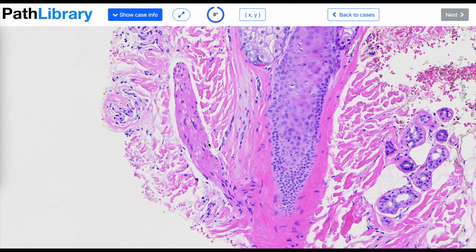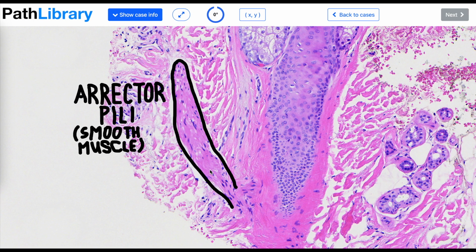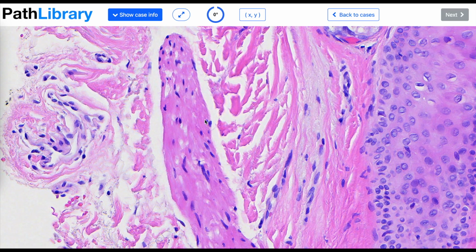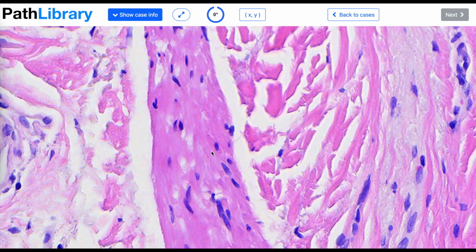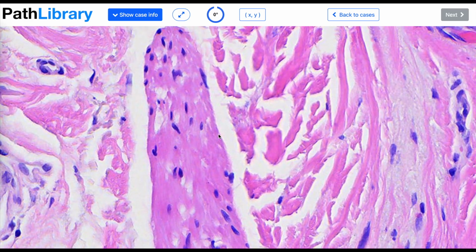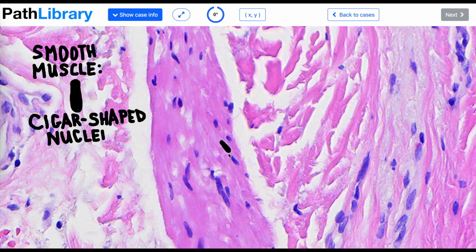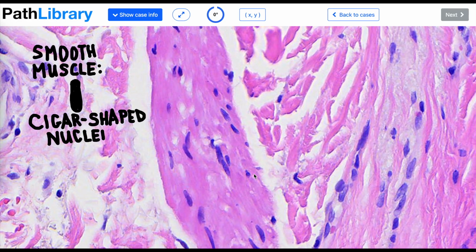And then we have another structure here also related to this hair follicle, and this is the erector pili muscle. The erector pili muscle is a type of smooth muscle. And a good way to recognize smooth muscle under the microscope is the fact that it has these elongated nuclei that don't really have these tapered ends like most spindle cells, but they have this blunt end to each side. And this is known as a cigar-shaped nucleus.